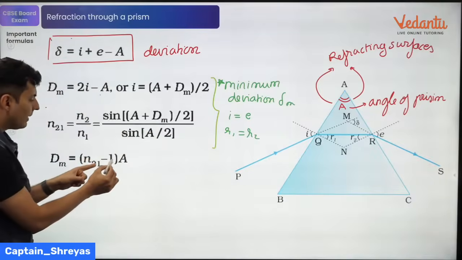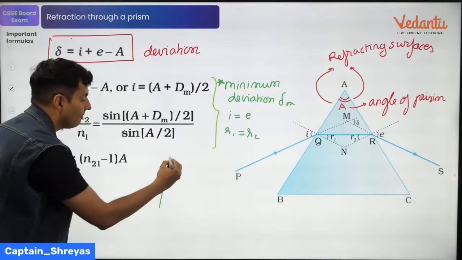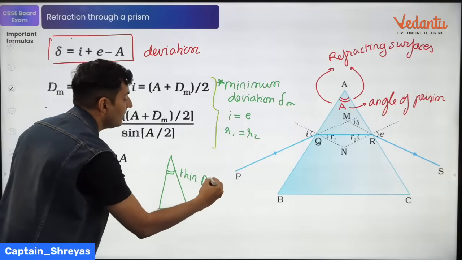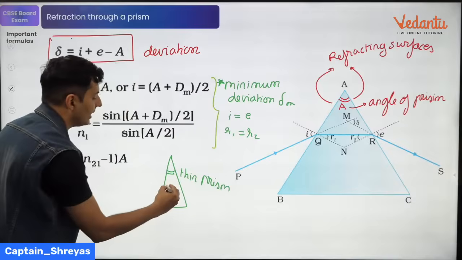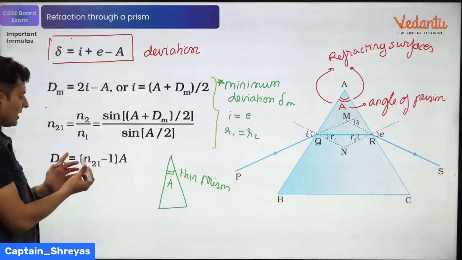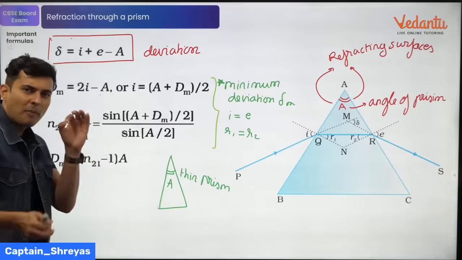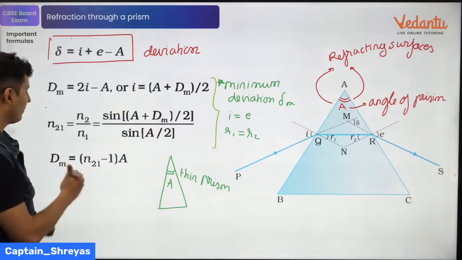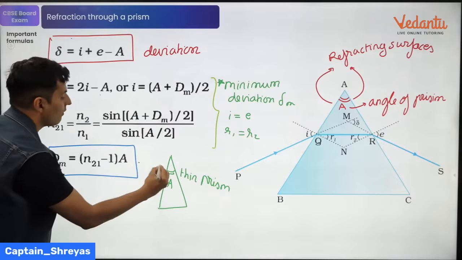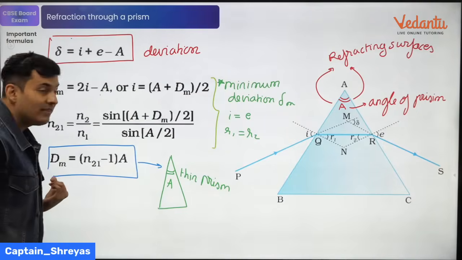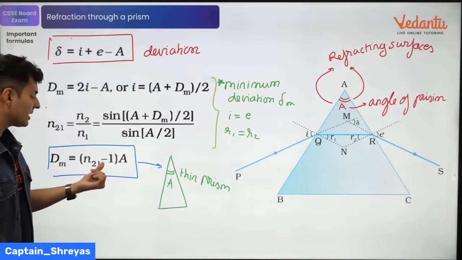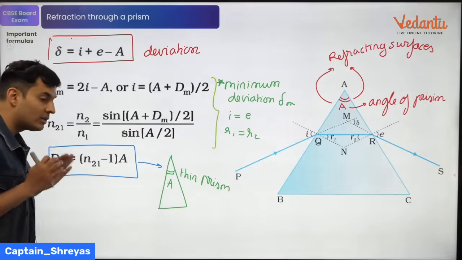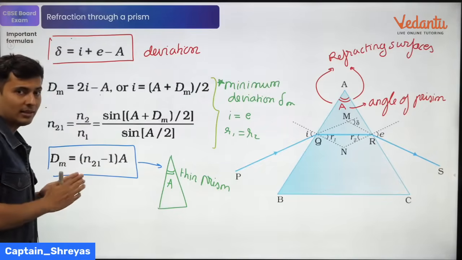This formula becomes this formula if it's a very small or thin prism. If you have a very thin prism where the angle A is very, very small, then this sine becomes approximately equal to theta, and solving this further, you get this particular formula. This is only true for thin prism. The deviation angle is refractive index minus 1 into the angle of prism. This is only and only true for thin prisms. Please bear that in mind.